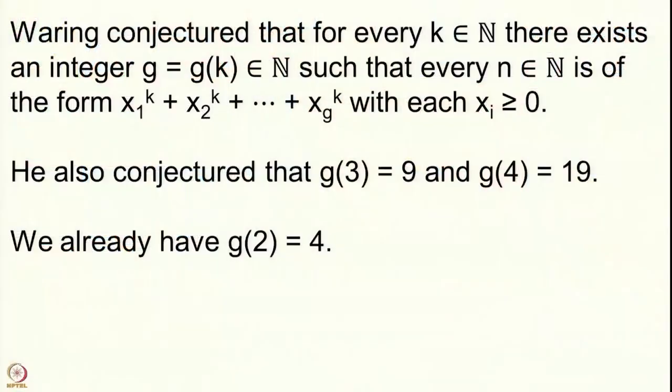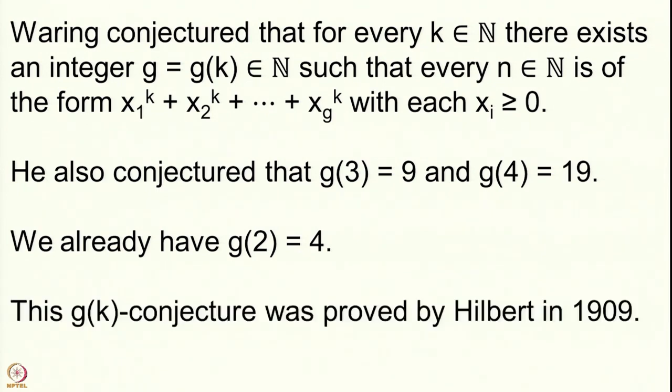So, Waring conjectured that for every k there is a fixed number, call it g depending on k, such that every natural number is a sum of kth powers, but at most g many of them. And further he said that g of 3 is 9 and g of 4 is 19, and as I have remarked, we already have that g of 2 is 4 by Lagrange. This was stated in 1770, and about 140 years later Hilbert proved it in the last century, the 20th century.